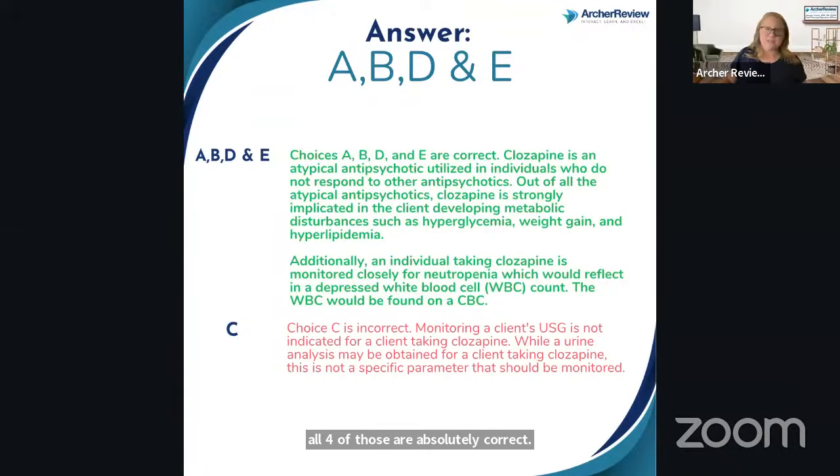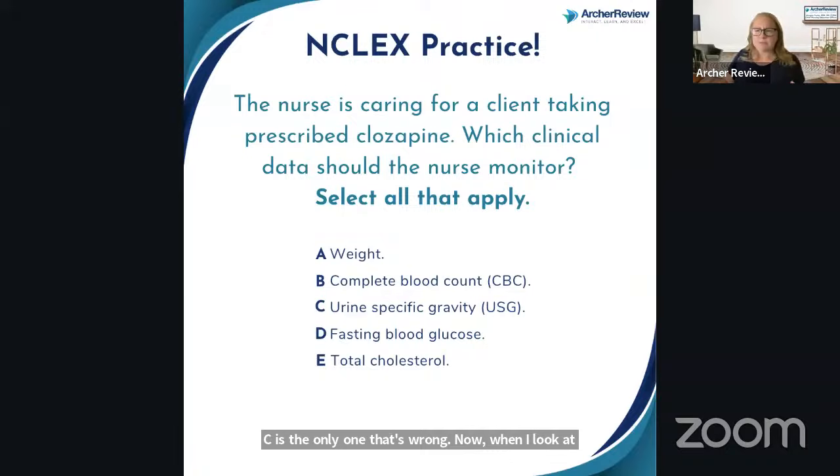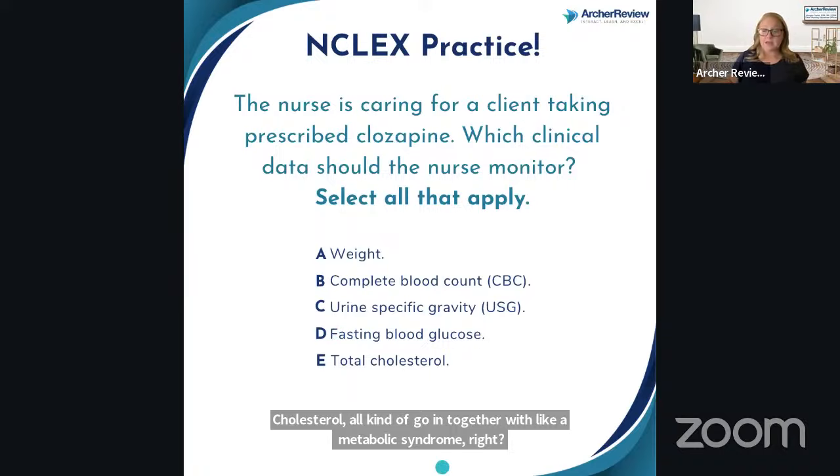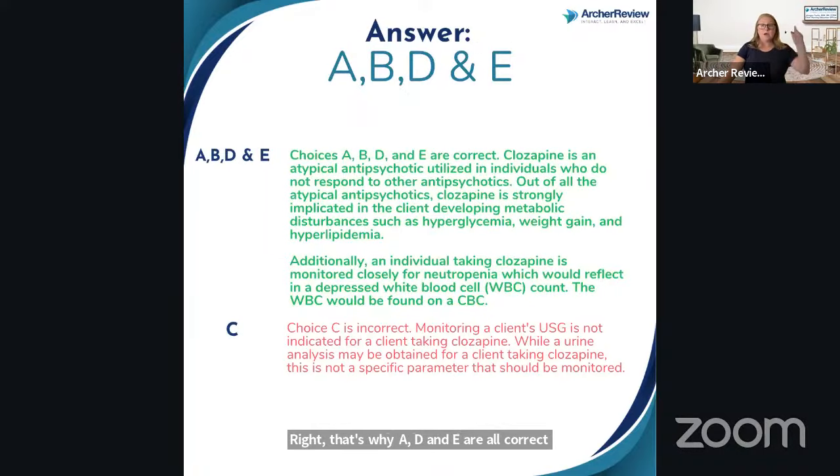Now, when I look at these answer choices, something kind of jumps out to me as a nurse. I see weight, urine, and fasting blood glucose, and total cholesterol, A, D, and E. All of those kind of, at least in some way, go together. If I gain a lot of weight, maybe I'm diabetic, maybe I'm not eating right, whatever the reason is, my blood glucose could be going up. And if I'm getting too many saturated fats, cholesterol, all of these go together with a metabolic syndrome, right? That's why A, D, and E are all correct, because clozapine puts you at risk for metabolic disturbances.